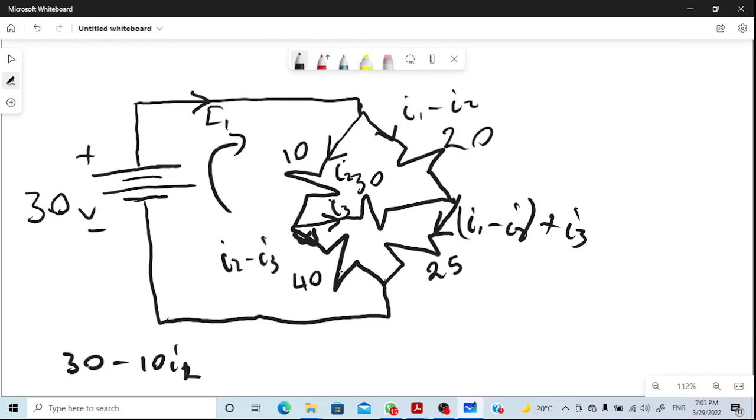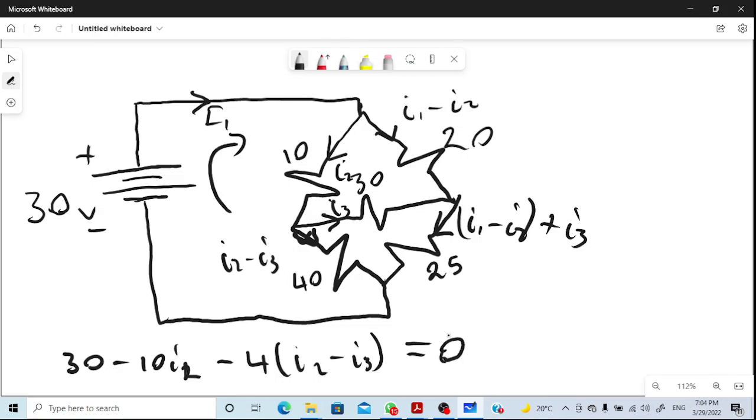Now we're on this point, minus 40 into I2 minus I3. If you check, this current goes in the direction of this current, but I said minus. That is the cause of the opposite sign that I'm going to get at the end of the question. Let me not confuse you, let me continue. So I have this equation equal to 0.